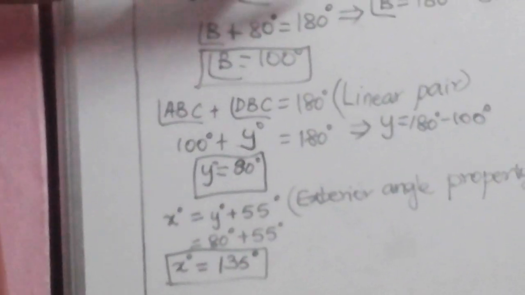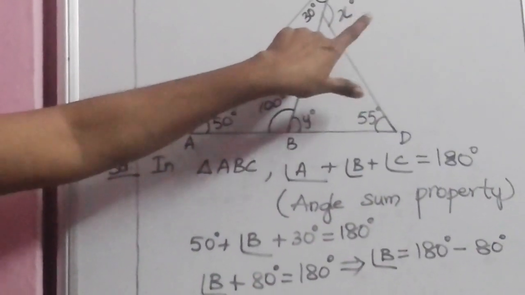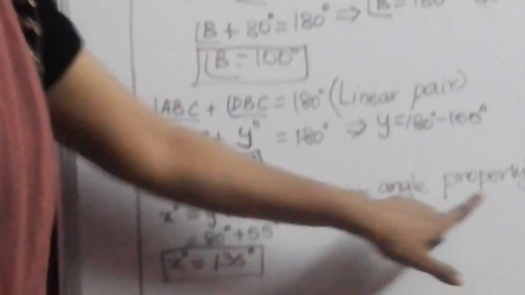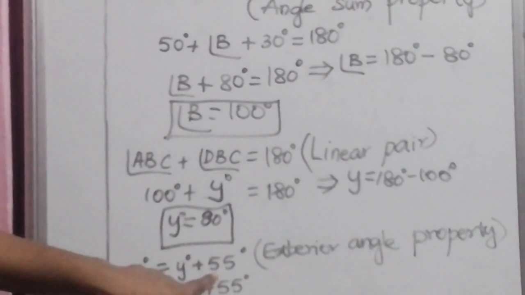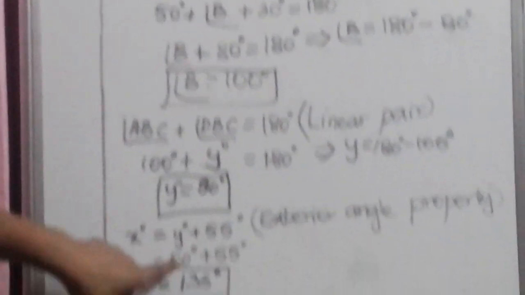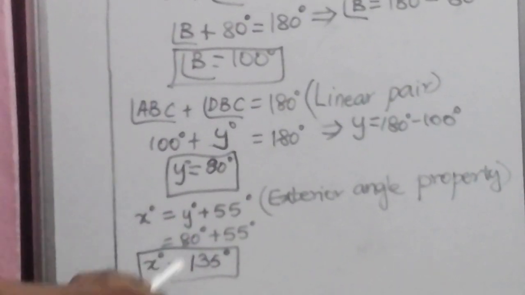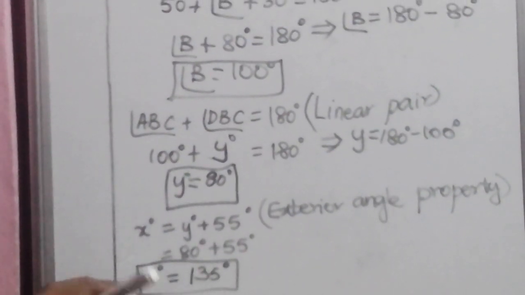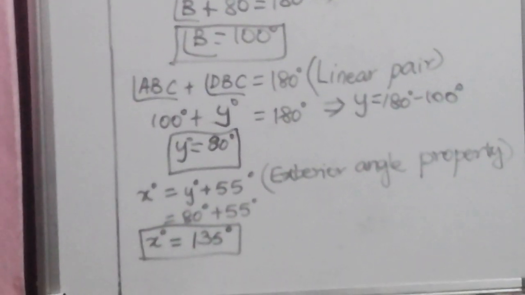Now, we got this value. Now, what is left? X degrees you need to find out, which is the exterior angle. Use the exterior angle property. Exterior angle is equal to the sum of the interior opposite angles. So, this is equal to, substitute the values, 80 degrees plus 55 degrees. 0 plus 5 is 5, 8 plus 5 is 13. So, you got the value of x degrees as 135 degrees.